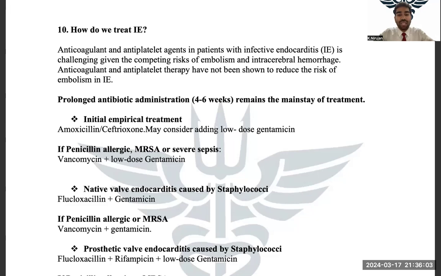And what about native valve endocarditis caused by staph? Now here this scenario is different. See, native valve endocarditis, and you know the organism. Okay, you know staph. The culture has come as staph. In this case, you give flucloxacillin plus genta. And again, penicillin allergic or MRSA, you give vancomycin and gentamicin.